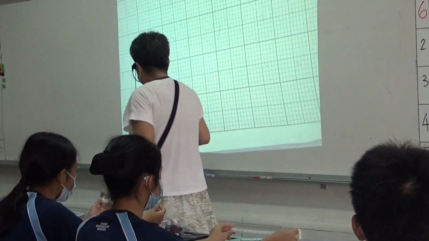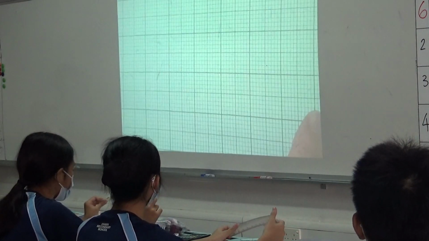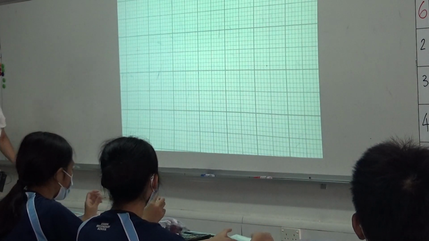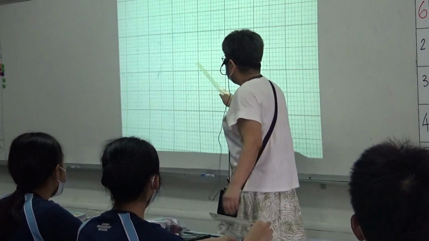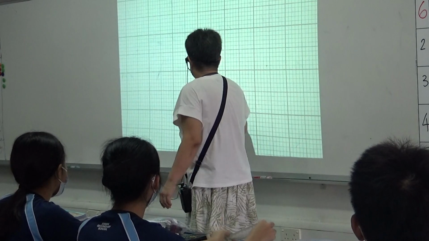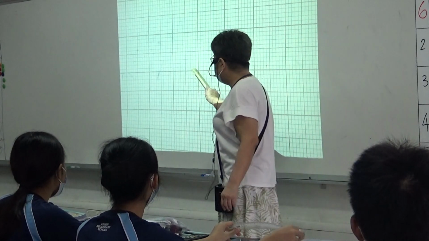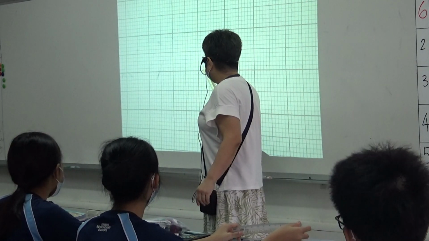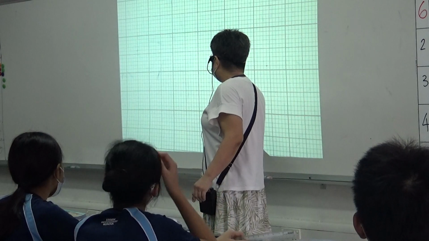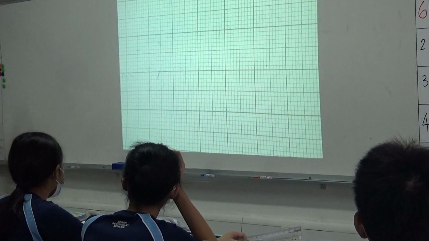Understand? Okay, now, first, I want you to look at the graph paper. All of you take a look at my graph paper. It's exactly the same, just that I enlarged it. Can you see there's a dark green line and a dark green line? Between the dark green line and the dark green line, there are 10 squares. 1, 2, 3, 4, 5, 6, 7, 8, 9, 10. You see that?